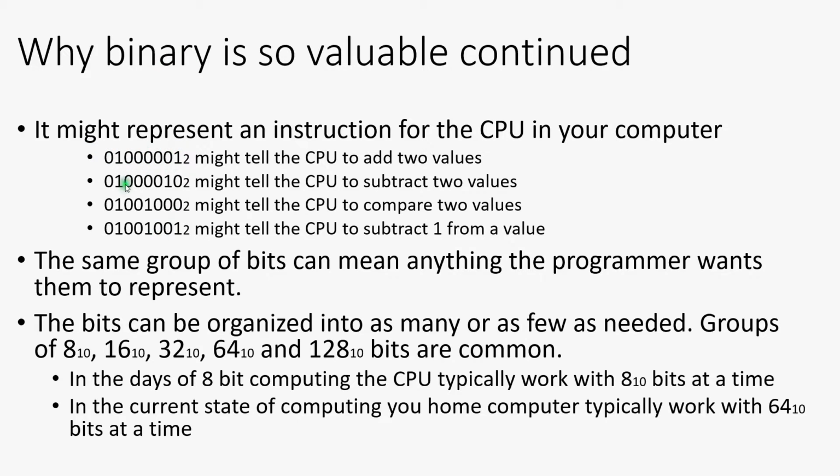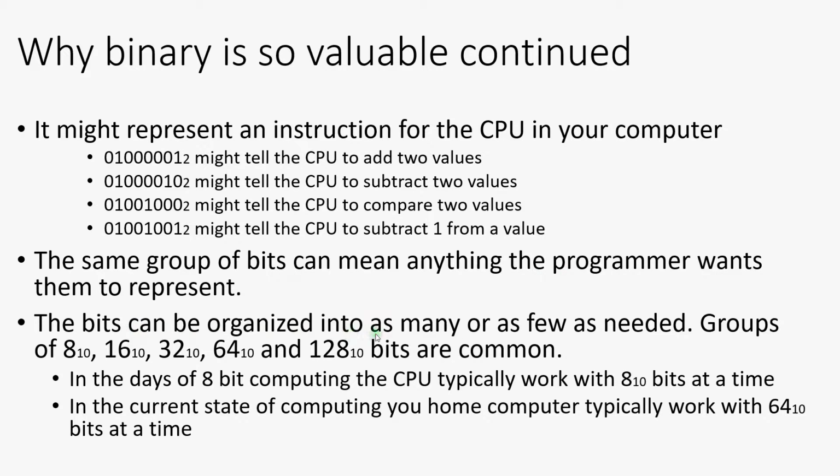So I've just thrown some things here. That same set of pattern that we saw a minute ago that was A, B, X, and Y could also be a machine instruction that tells the CPU to add two values or subtract or compare or decrement a value. The context that these are used in is important. Basically, the same group of bits can mean anything the programmer wants them to represent.